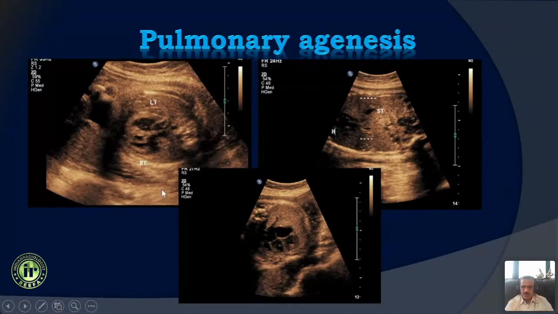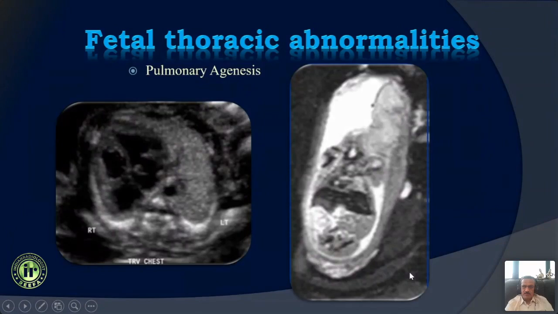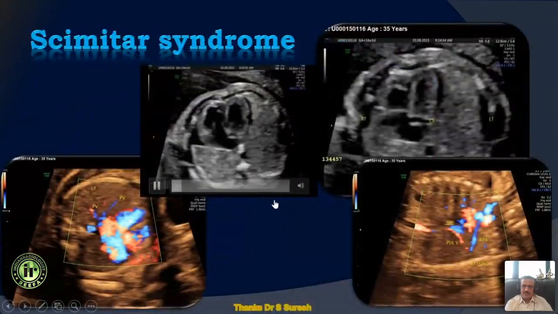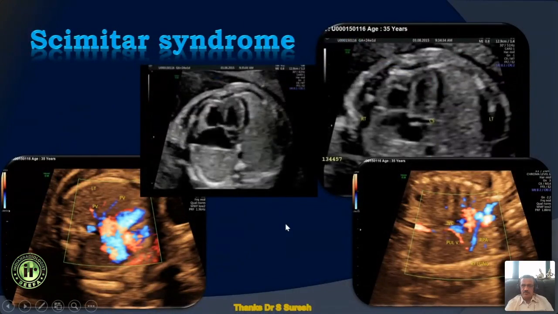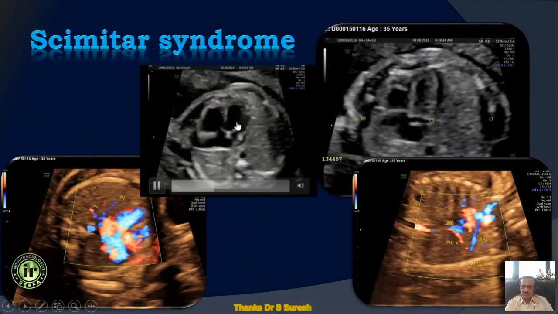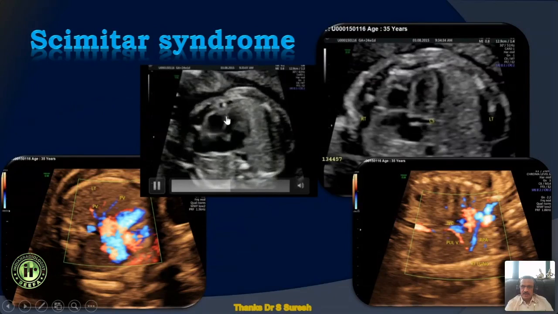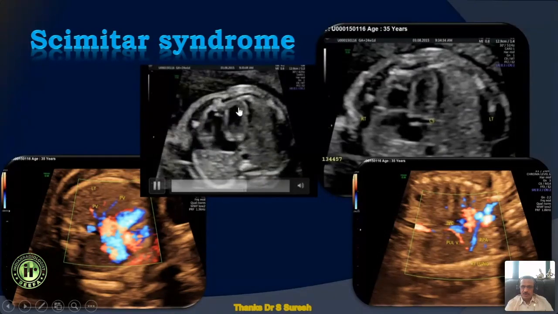So shift of mediastinum to one side and no mass seen on ultrasound, and the heart is normal, we need to think of pulmonary agenesis. And here again, we can use MRI as well. So this is a nice case which Dr. Suresh has given me. So here you can see that there's a shift of mediastinum to the right. The apex of the heart is still pointing to the left.